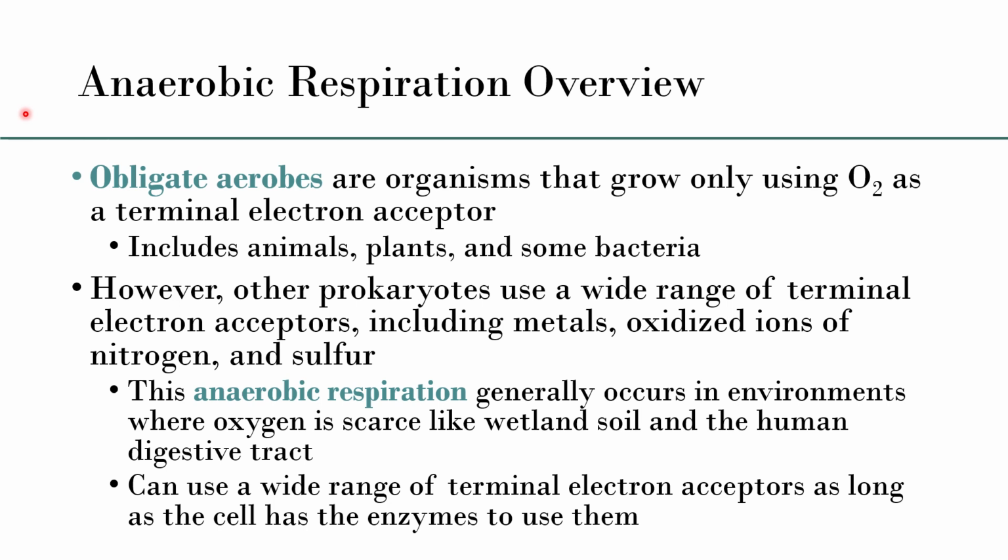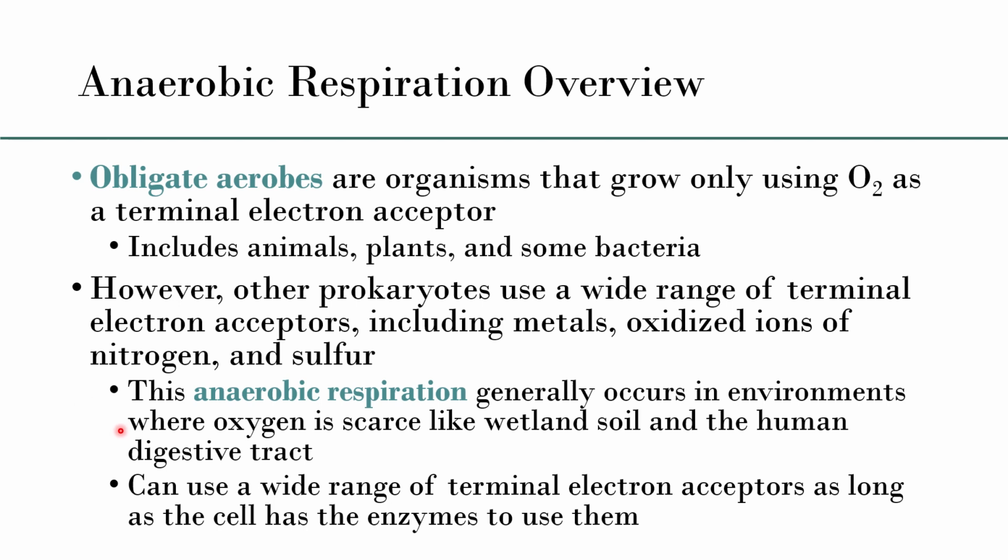Now, obligate aerobes are ones that have to use oxygen as the terminal electron acceptor. This is us. This is most plants, and some bacteria. But prokaryotes, the archaea and the bacteria, can do some fascinating things, and they have a wide range of terminal electron acceptors that they can use. And as a result, this is anaerobic respiration.